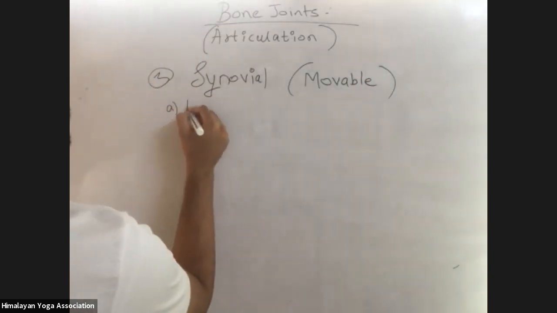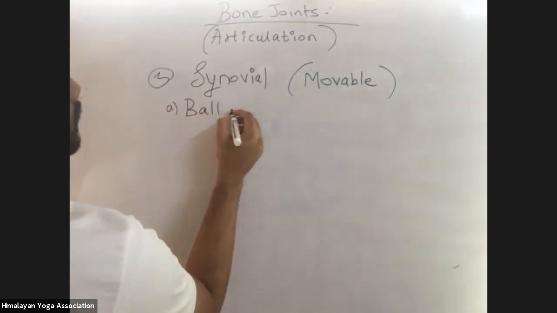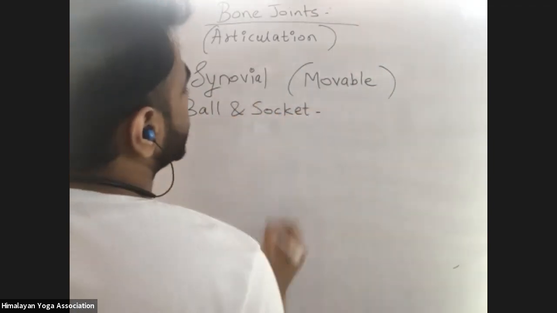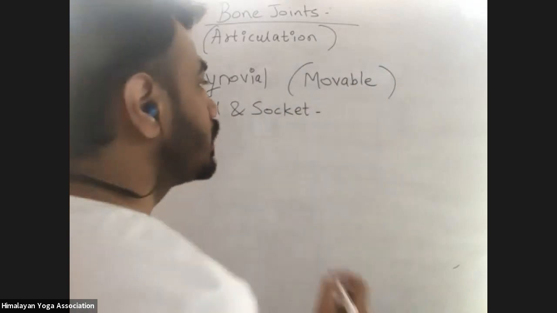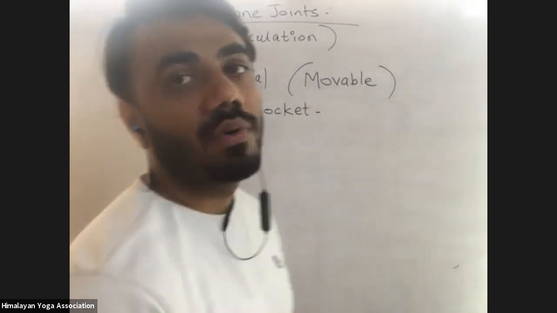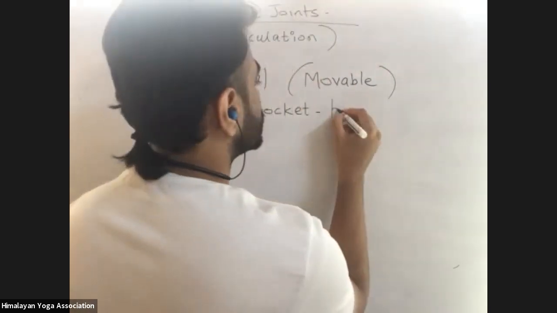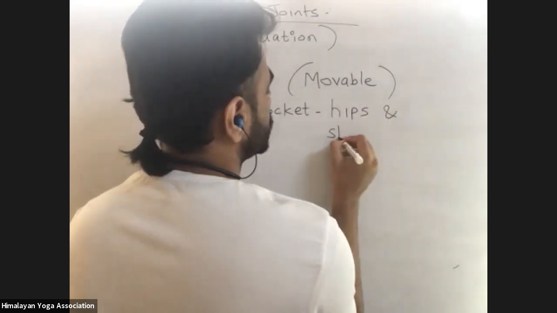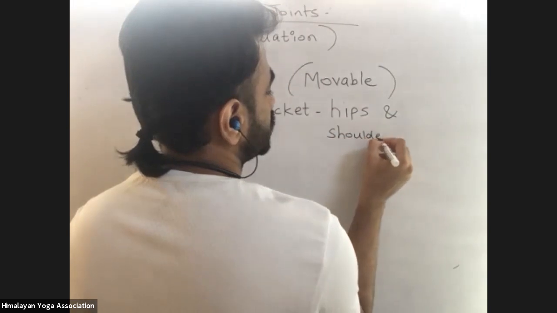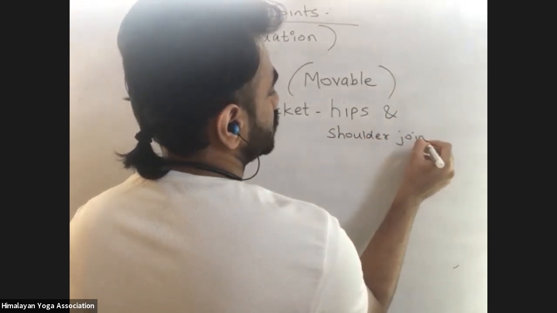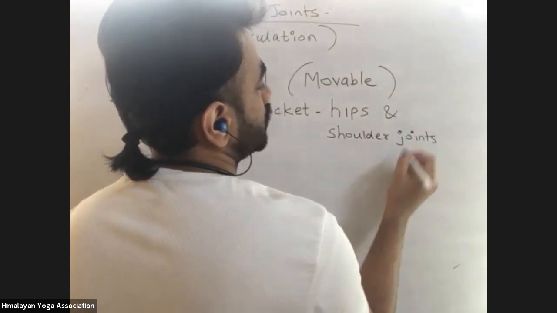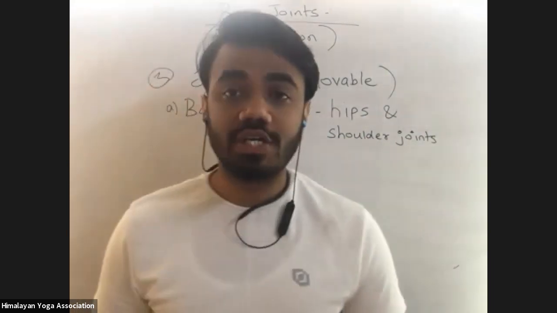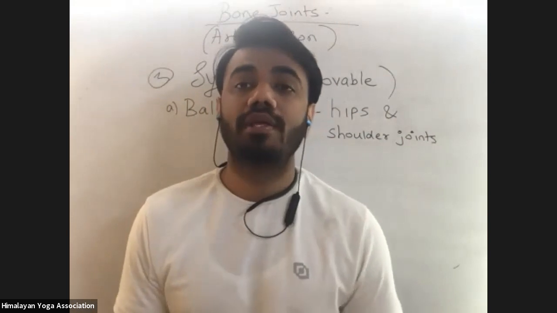The first one is, for example, ball and socket. Where do you find this ball and socket joint? These ball and socket joints are found in our hips and shoulders. So hip and shoulder joint, hip bone joint and the shoulder joints are the only ball and socket joints in our whole body.